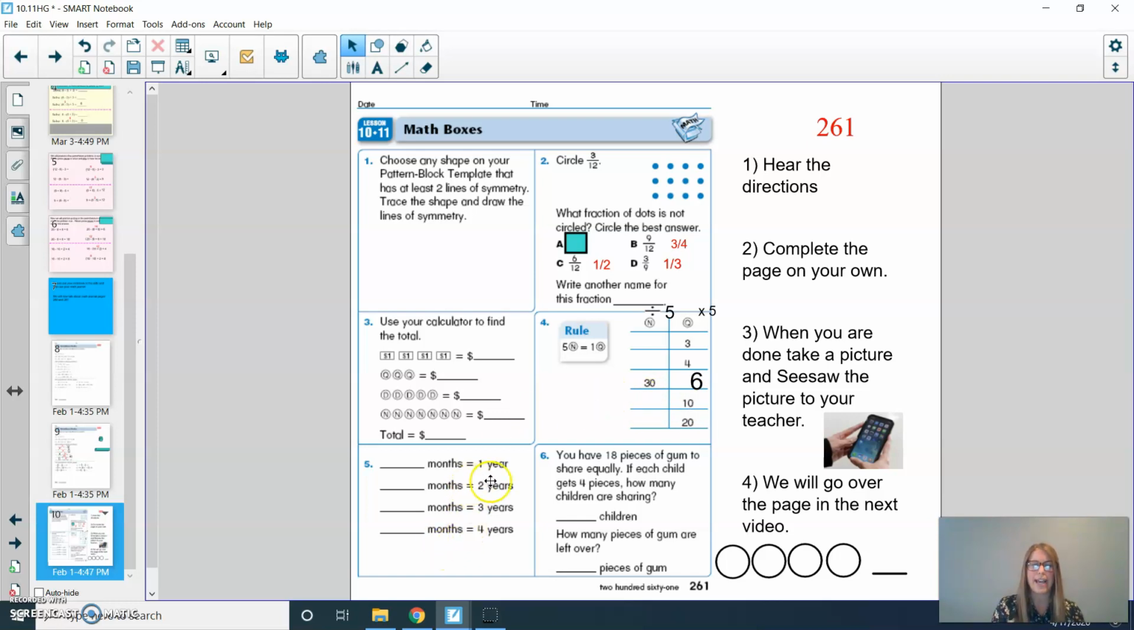For question number 5, I need to know how many months are in 1 year, and then I'm going to take that number and multiply it times 2, times 3, times 4, or repeated addition for those. For the last question, number 6, if you have 18 pieces of gum to share equally with 4 children, how many pieces are they going to each get? You could divide those into your circles and then put whatever leftover you have on the side.